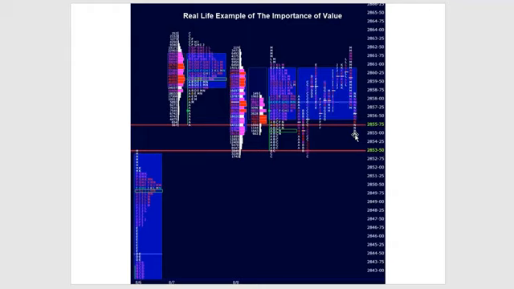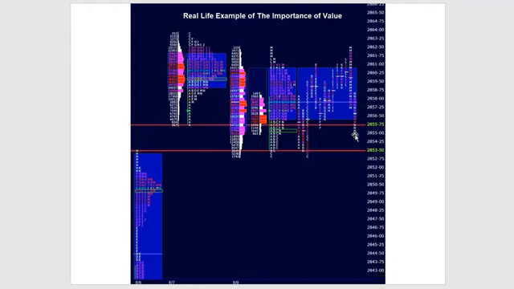So I wanted to show you this to give you an idea of the importance of value. Remember, if you are looking at price, it was so easy to get misled and think, oh, this market's going higher, it's going higher, I got to get long, I got to get long. I'm looking at it and saying value is going to be overlapping to lower. I wouldn't get long for anything in the world.